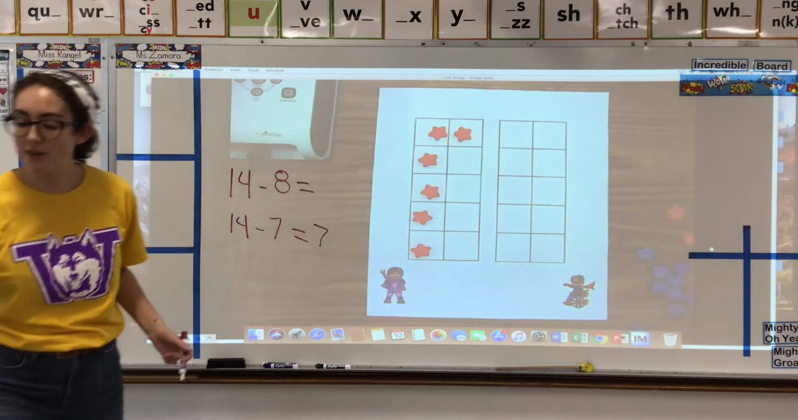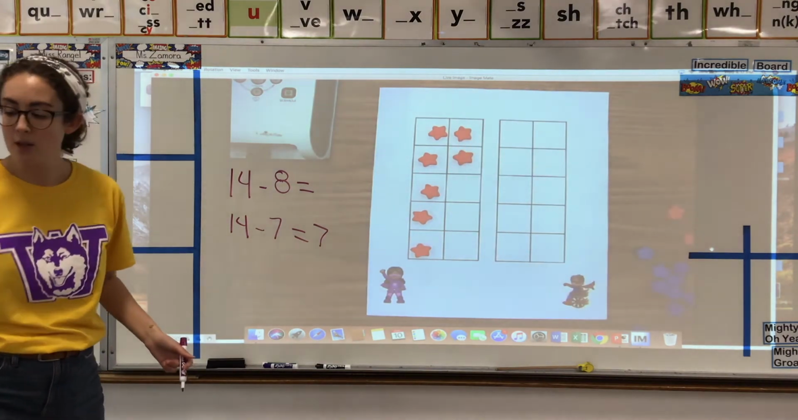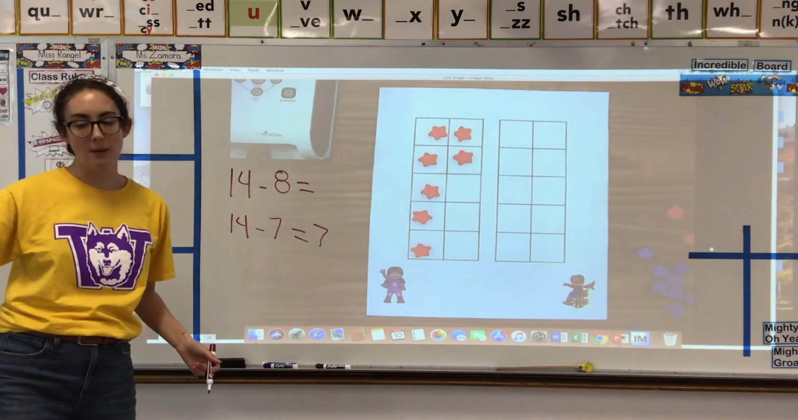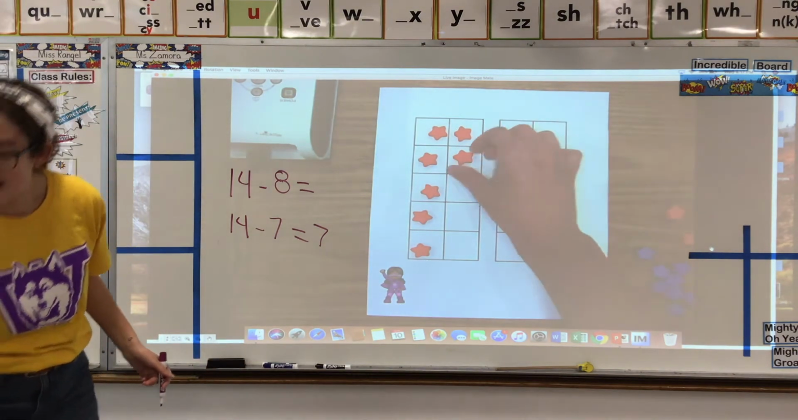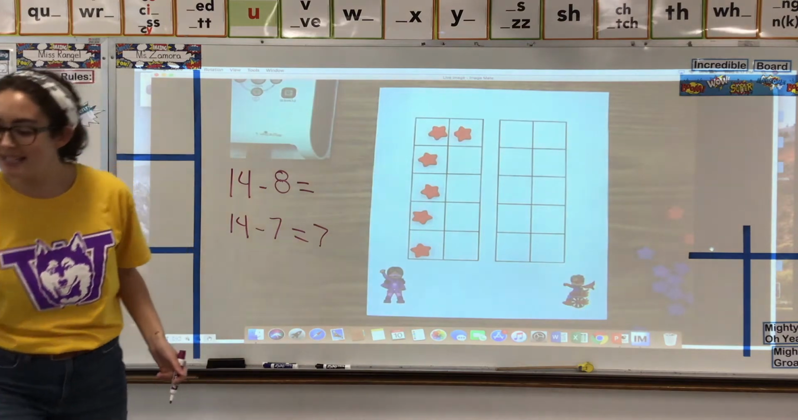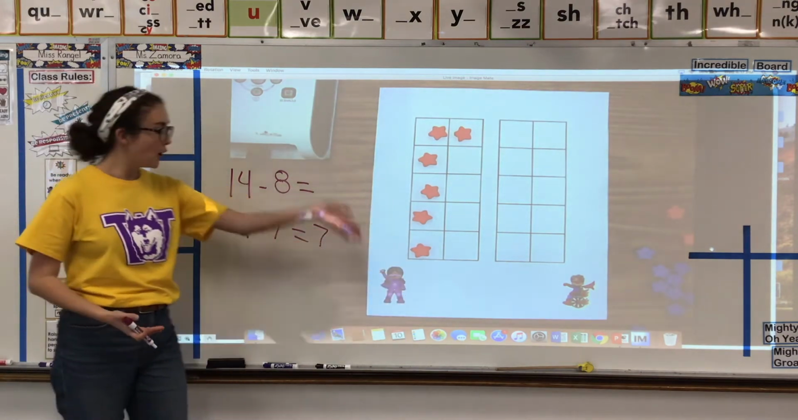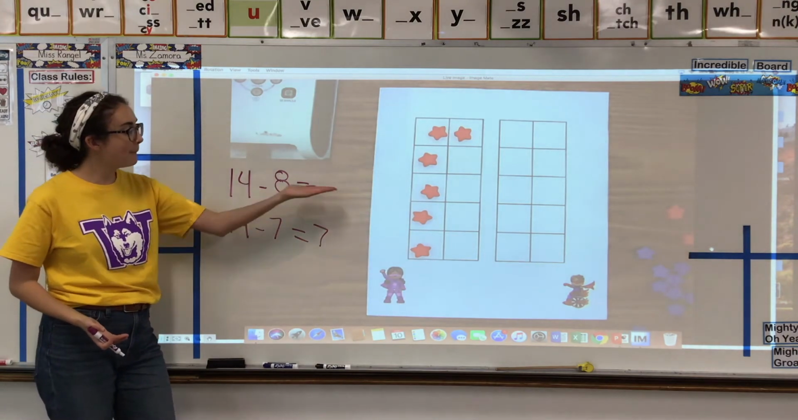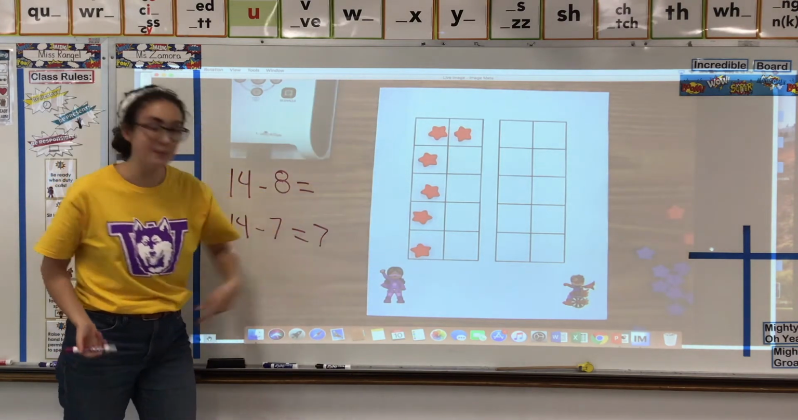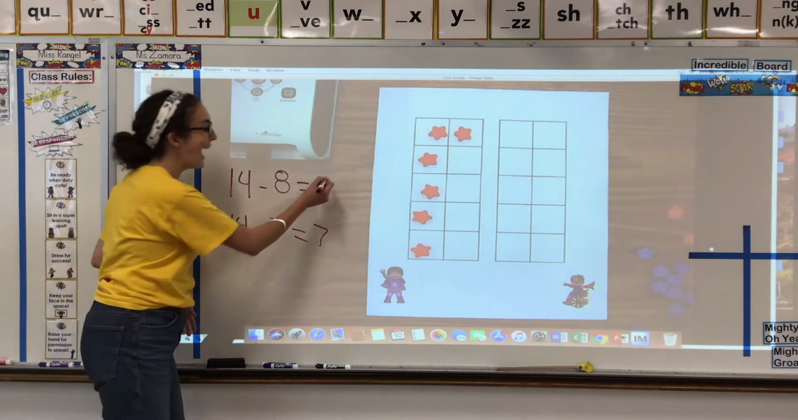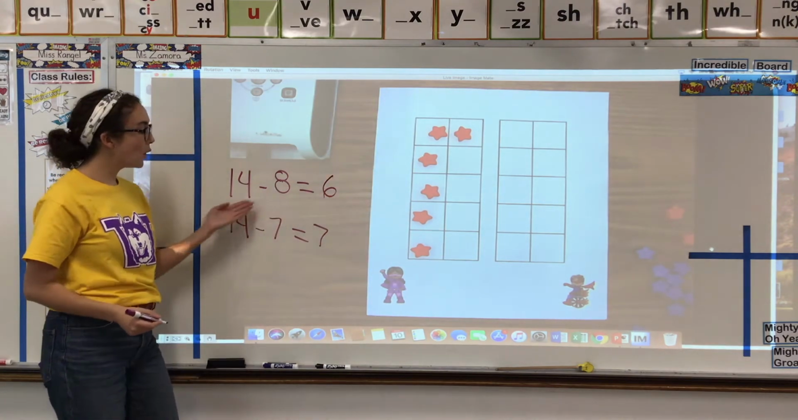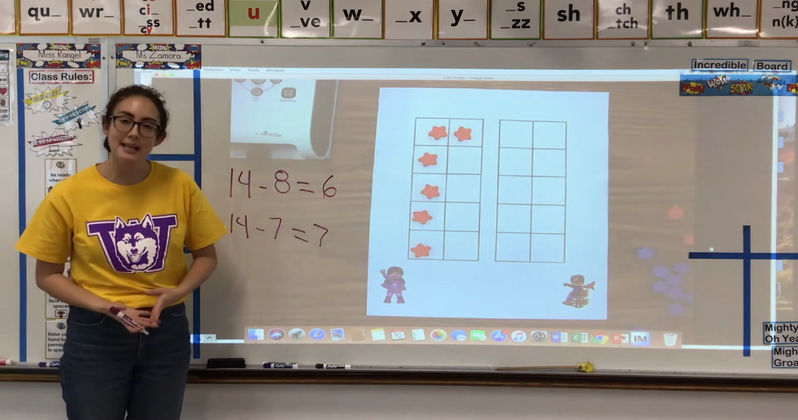So we used our strategy, doubles. We took away half, our doubles fact, minus 1, minus another. And that gets us our answer. So my friends, what is 14 minus 8? What do you see? It's 6. 14 minus 8 is 6.